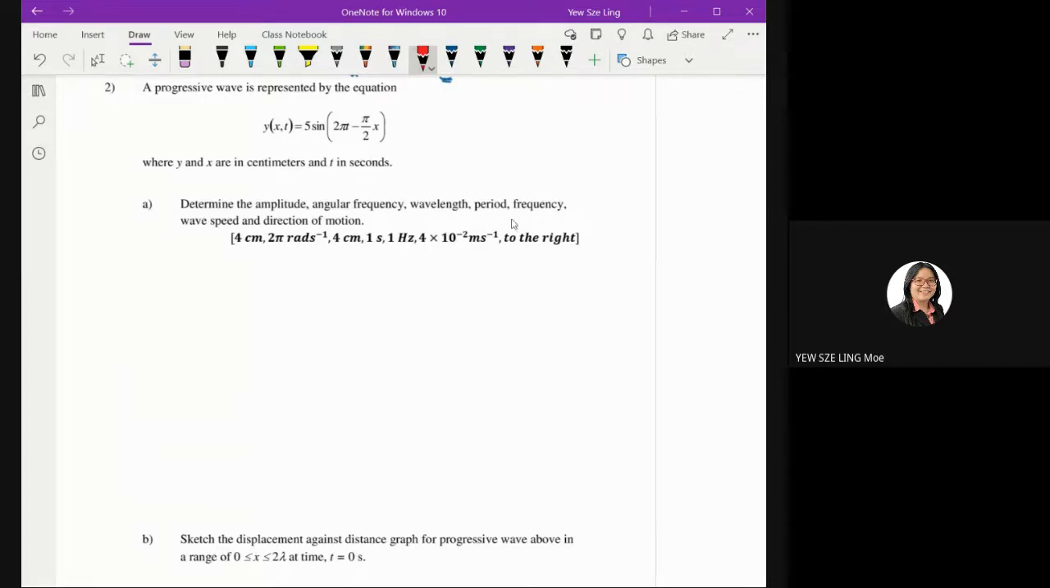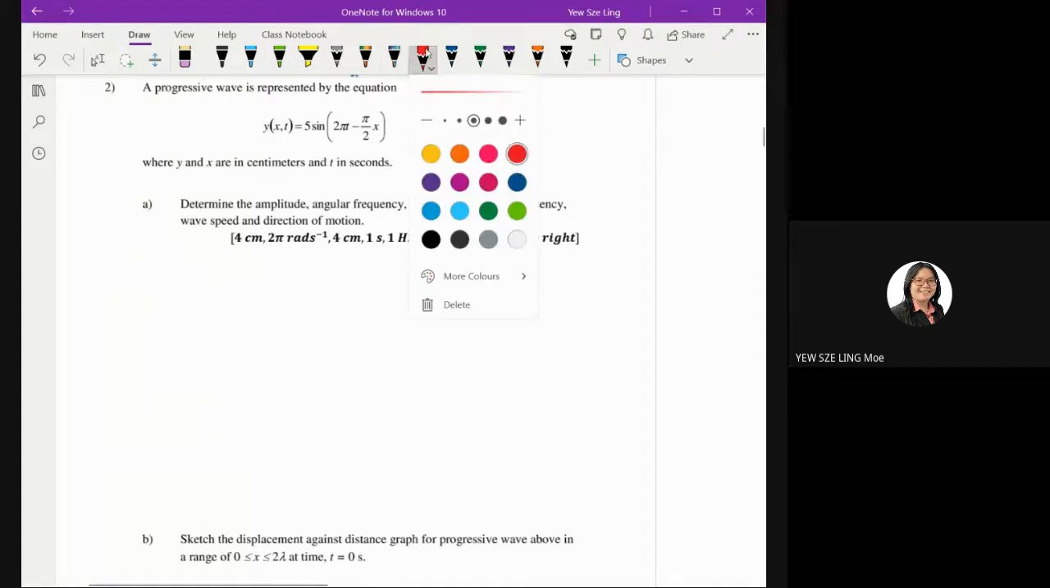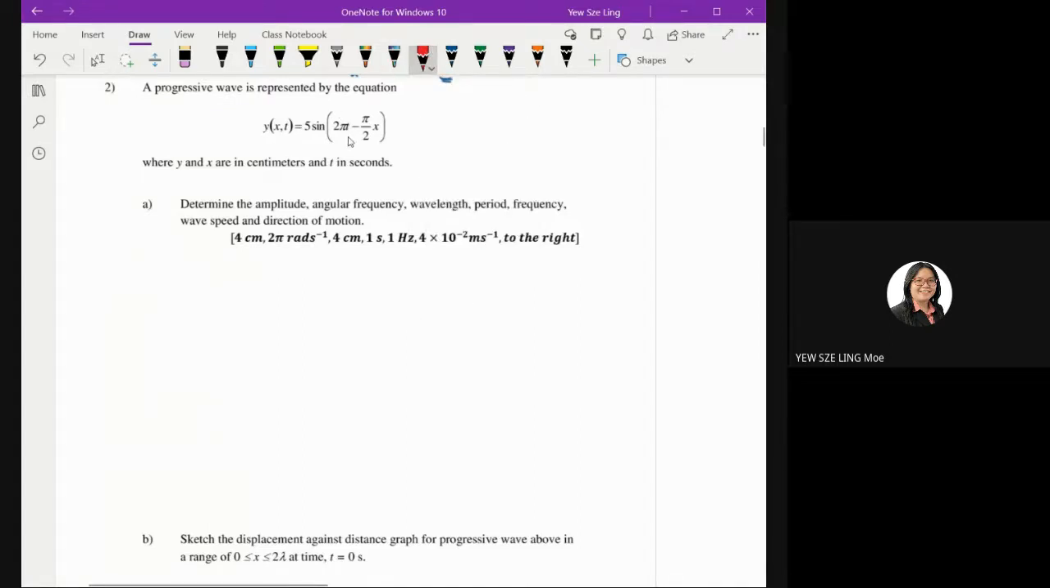Okay, so now let's see how to solve question 2. A progressive wave is represented by the equation y equals to 5 sine (2 pi t minus pi over 2 x). So this is the equation given, and this is a progressive wave equation. Whenever you're given an equation, remember the first thing that you should do, even though the question didn't ask you to, is to do the comparison.